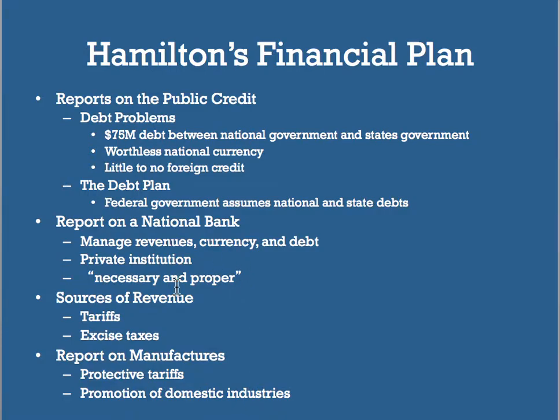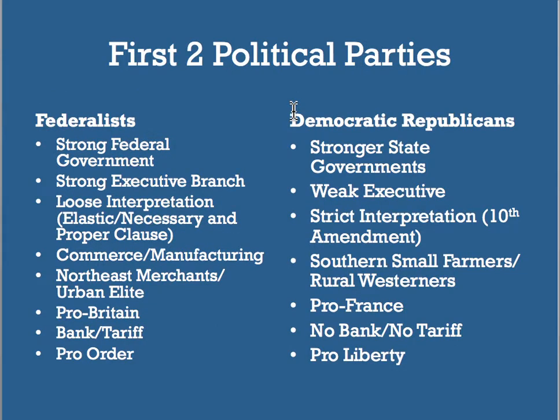And his last piece here is Hamilton's report on manufacturers, in which he points out that the most successful economies have to be self-sustaining and have to produce their own goods, and therefore we should be a much more industrial manufacturing type country with protective tariffs that keep that industry safe. Now, all of this is going to anger Thomas Jefferson, and with him the Democratic Republicans, leading to our first two political parties. And here they are.